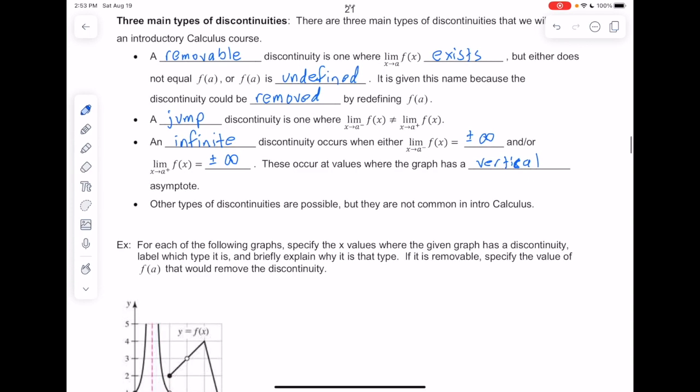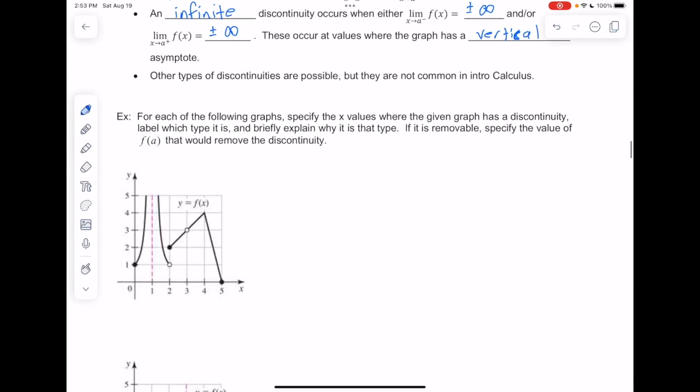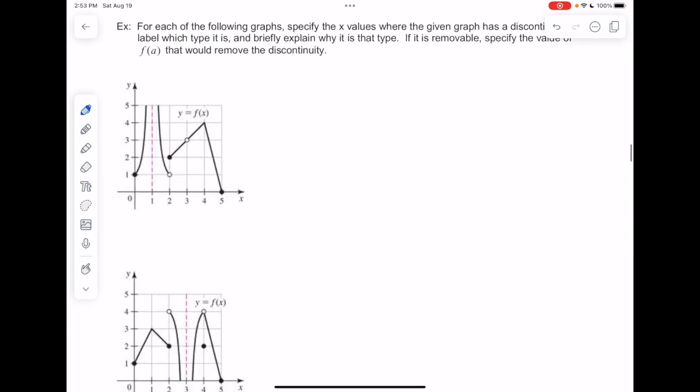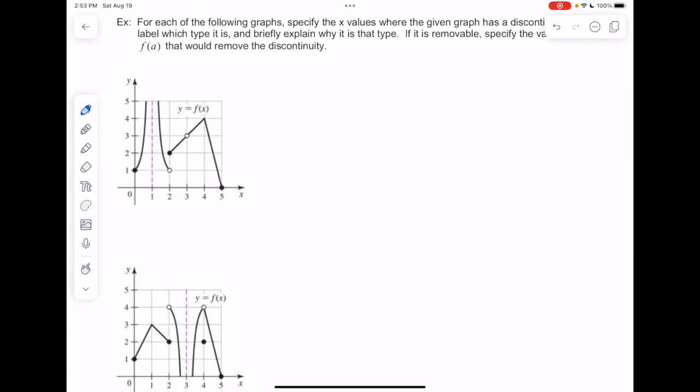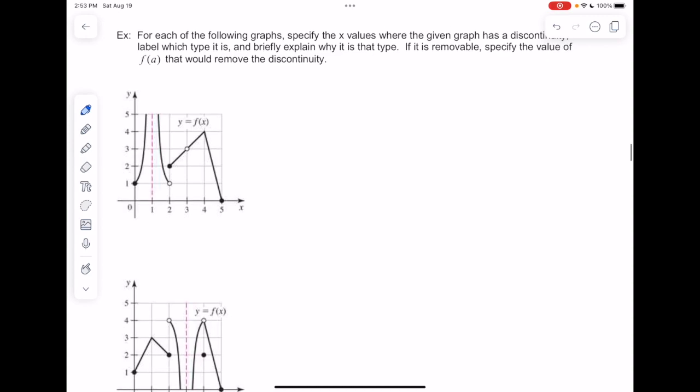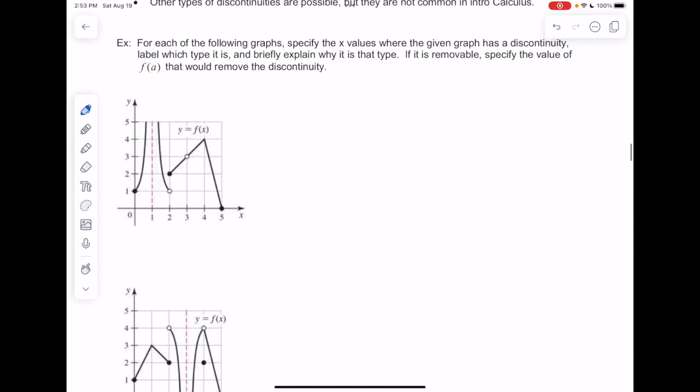All right, there are other types of discontinuities that are possible, but they're not common in an introductory calculus class, so we're not going to worry about those. So let's just get a visual on this idea. For each of the following graphs, specify the x values where the graph has a discontinuity, label which type it is, and briefly explain why it is that type. If it's removable, specify the value of f of a that would remove that discontinuity. So we're just going to go from left to right here.